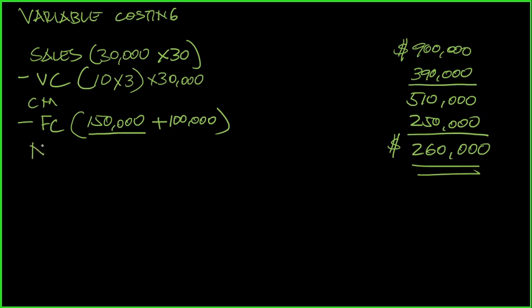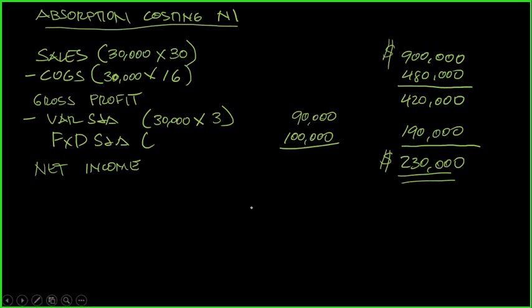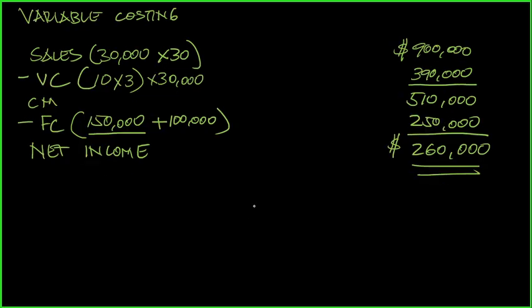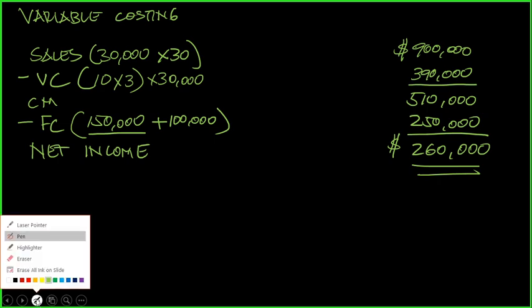Okay, so this is now our net income. That's your net income under variable costing. So let's try to compare. This one under absorption is 230 and the variable costing is 260. Let's try to reconcile that.